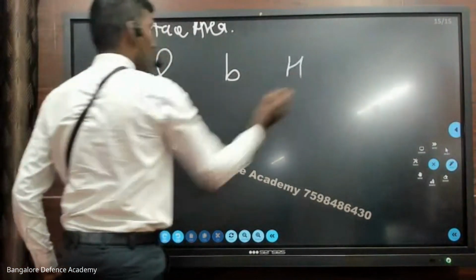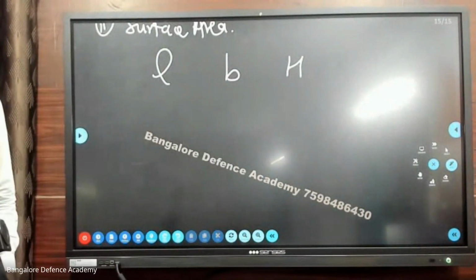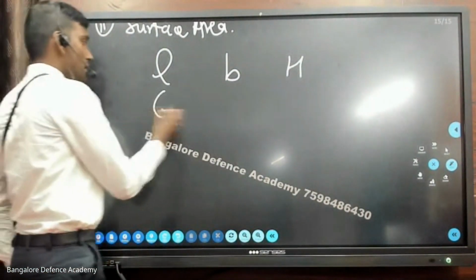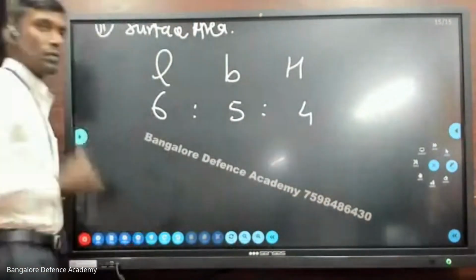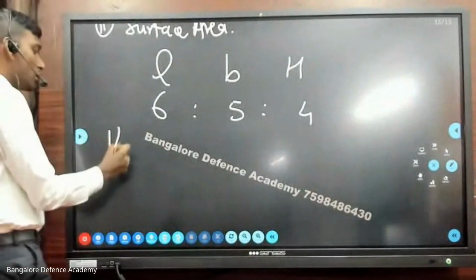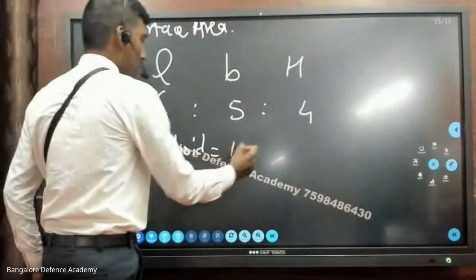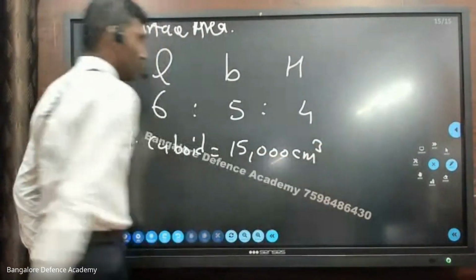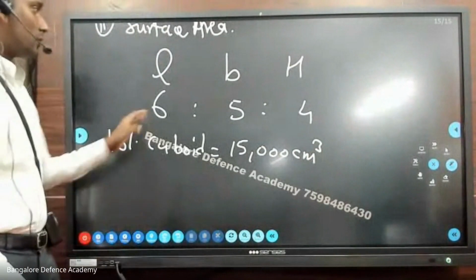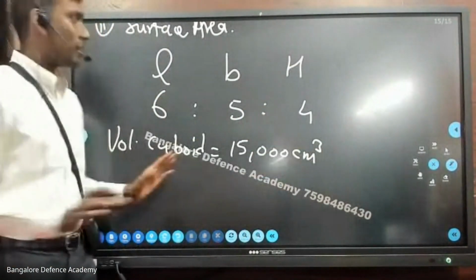Length, breadth, and height. They haven't given the length, breadth, and height. They have given the ratio, 6:5:4. ये है ratio. समझ में आया? And the volume of the cuboid is given as 15,000 centimeter cube. I don't know what the exact length, breadth, or height is, so let that be x.